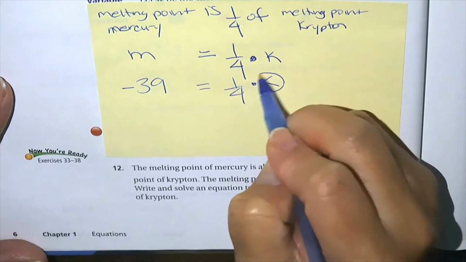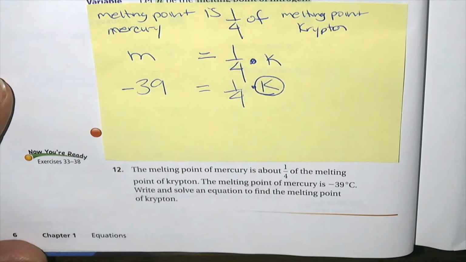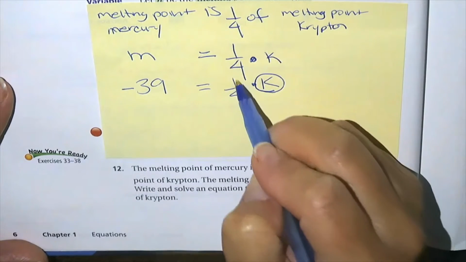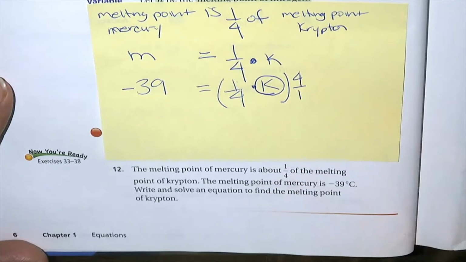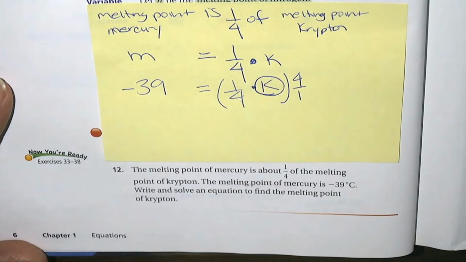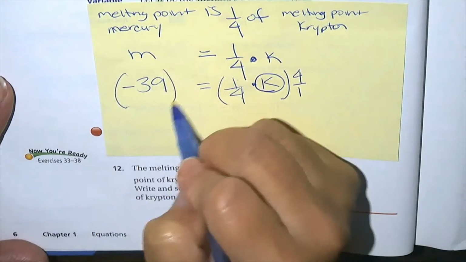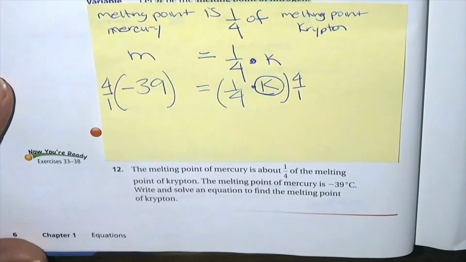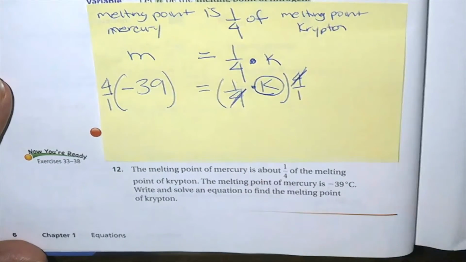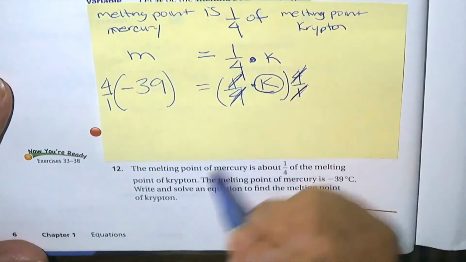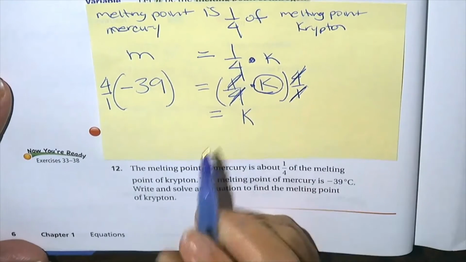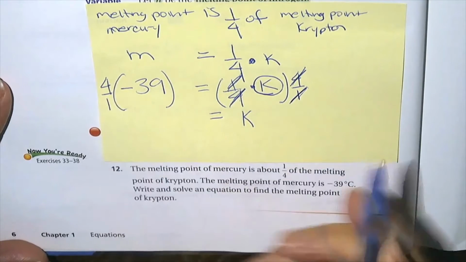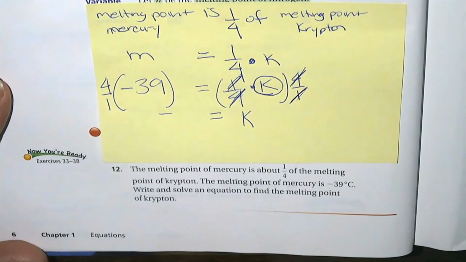So I'm going to isolate my variable. I want to get rid of this 1/4. So we're going to multiply by 4/1. What I do to one side, I must do to the other. My 4's cancel. My 1's cancel. I've got K equals a multiplying a positive and a negative. So my answer is going to be negative.